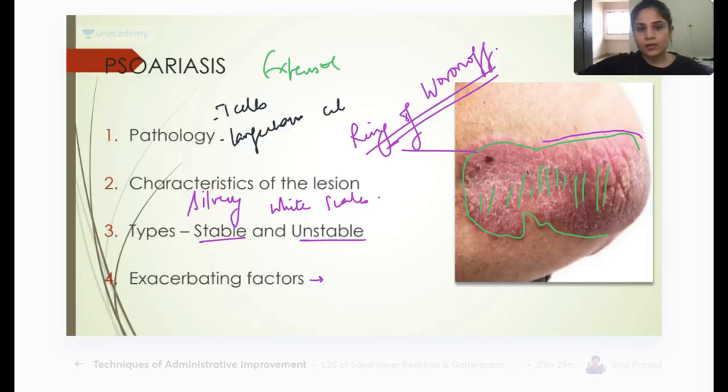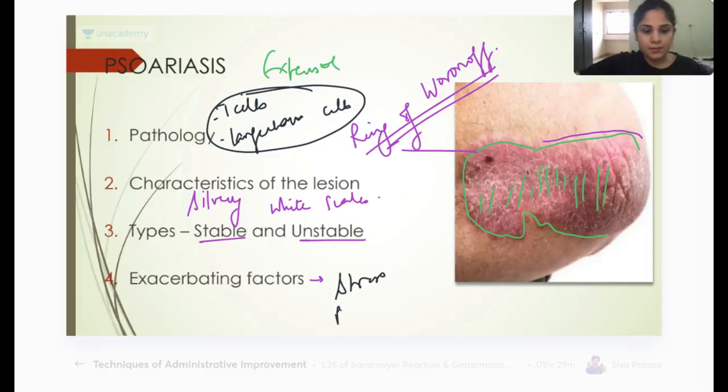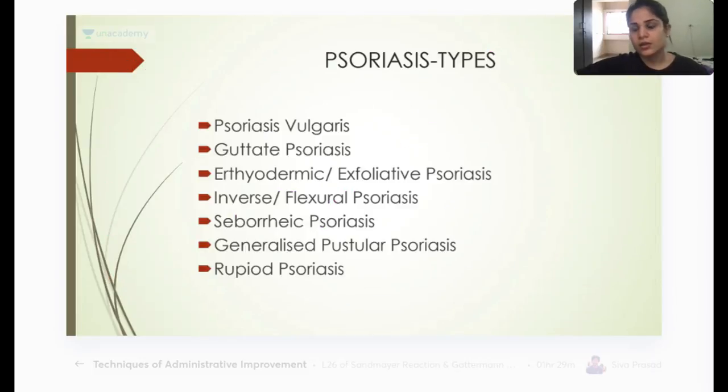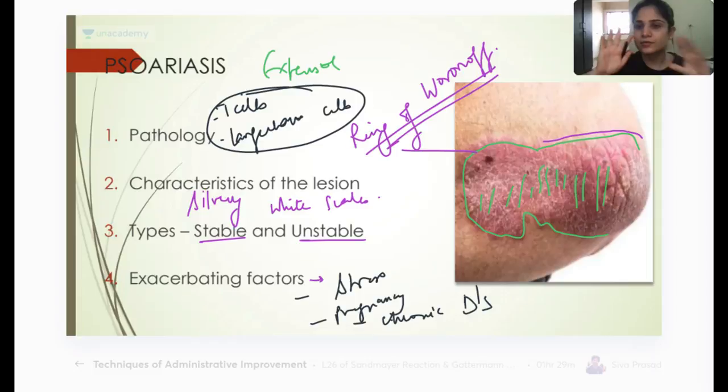So, many a times, people have a tendency for psoriasis, but they don't show psoriasis. So what can actually push them towards psoriatic lesions? Yes, so if you have any exacerbating factors like stress, pregnancy, chronic disease, all of these can push you a little bit into getting the exacerbation of psoriatic lesions. So the most important thing in this entire slide is first to identify the lesion. So anything that says silvery white scales, immediately you should understand that this is psoriasis.